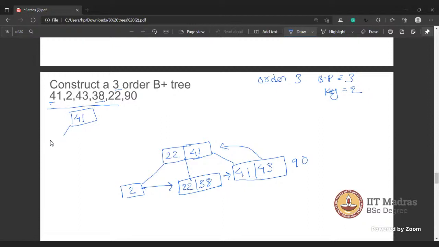Left will be 22, right? 22. Right will be 43, only 43. In left, right will be 2. 2. Yes, sir. 22, 38, right?